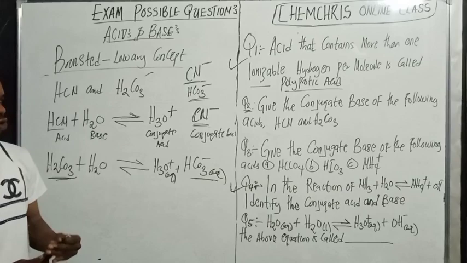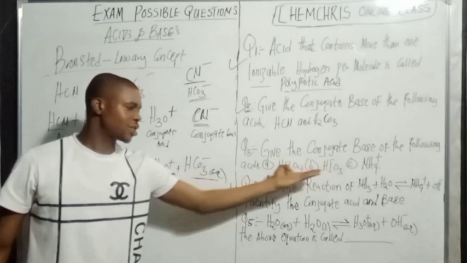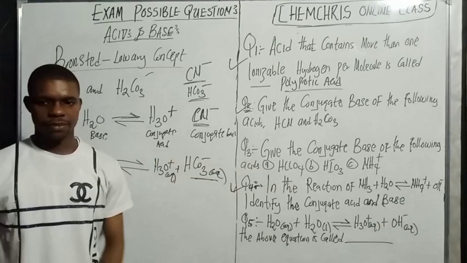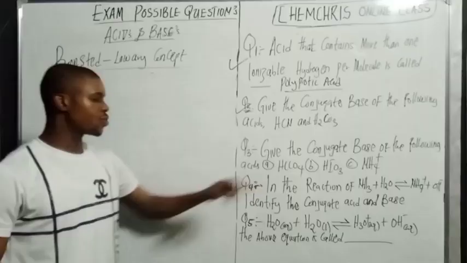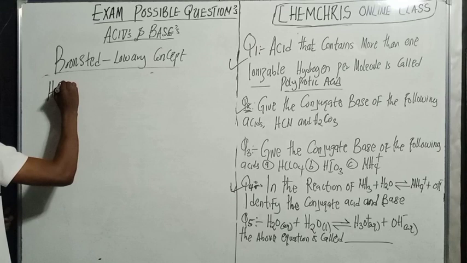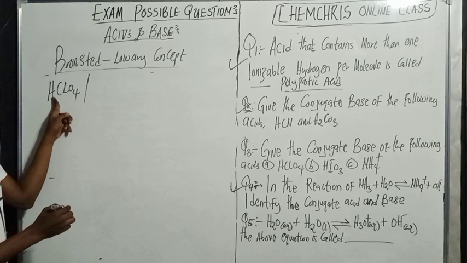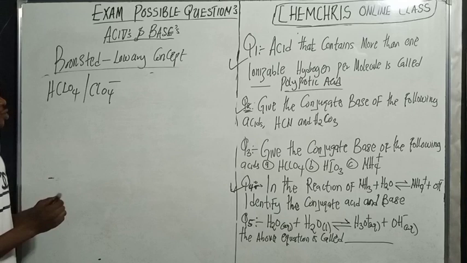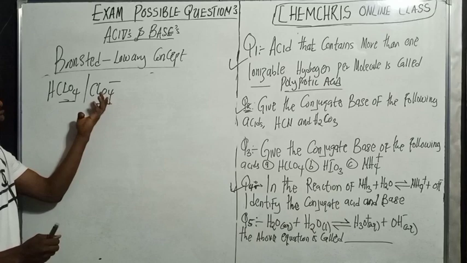So I believe you should be able to answer this question, number 3: give the conjugate base of the following acid. Give the conjugate base of this one here, HClO4. Now, when it loses the hydrogen here, you are going to have ClO4 minus. Do you understand? So this is the conjugate base of this acid.